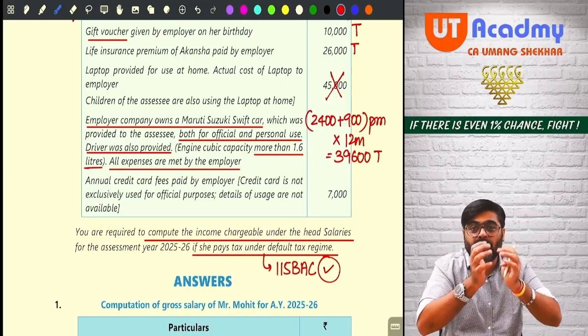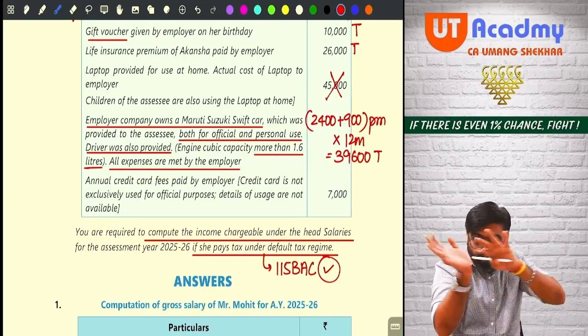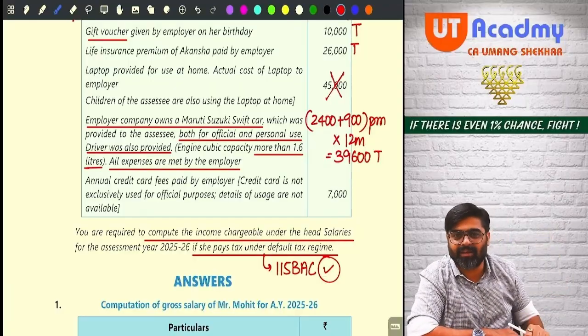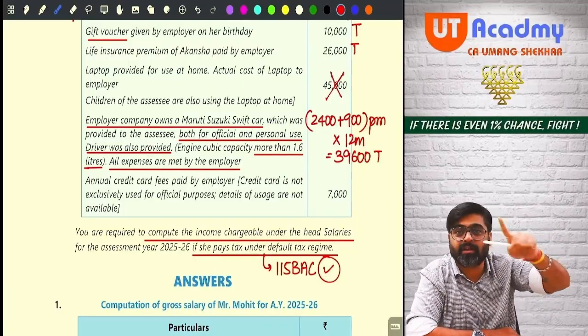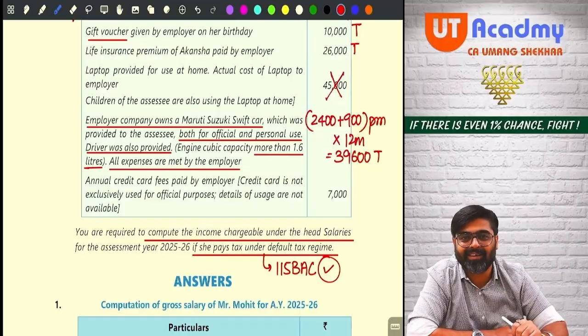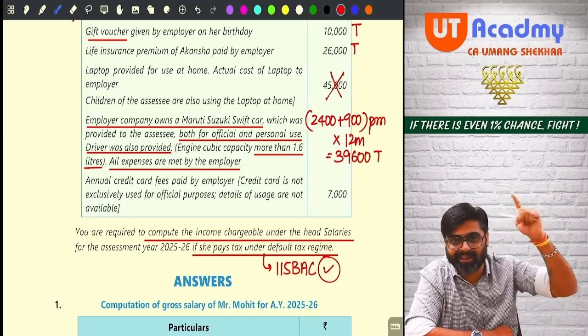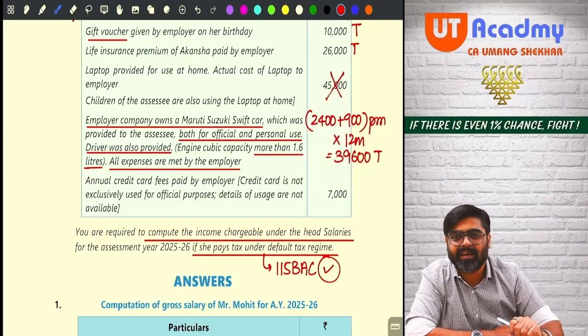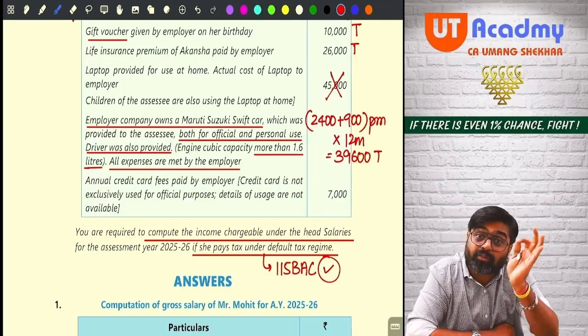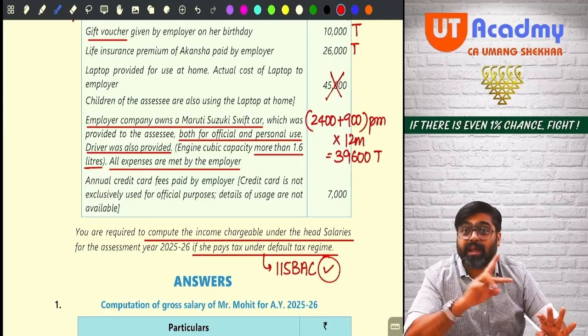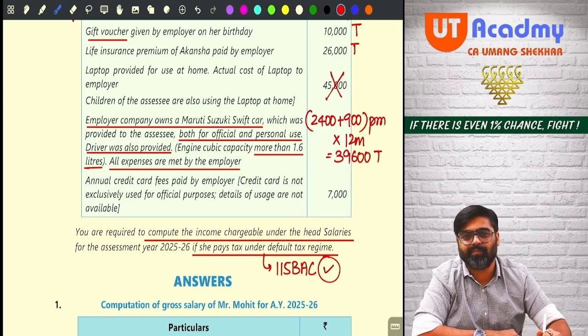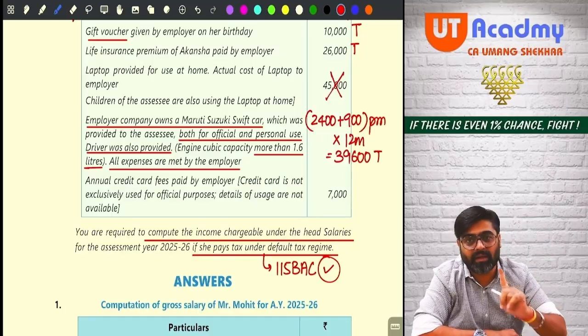So instead of the higher amount 1800, 2400, the lower amount 600, 900 will be taxable. And plus also 900 if the driver is also provided. And engine capacity was more than 1600, so I will tax 900 in that case. Understanding? Small information they will change, and the entire answer will also change. You have to be very careful while reading the question.